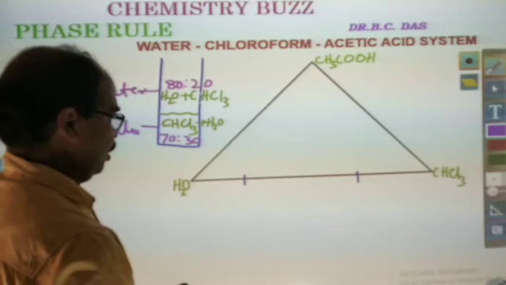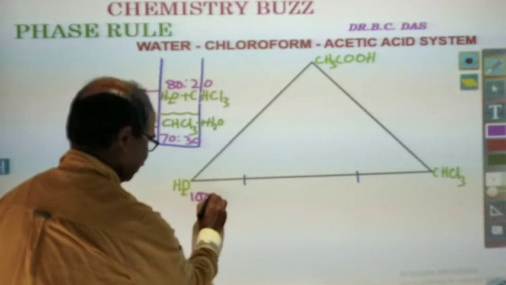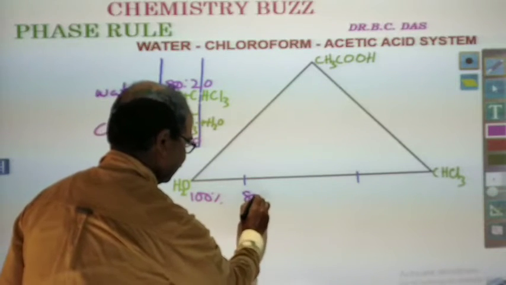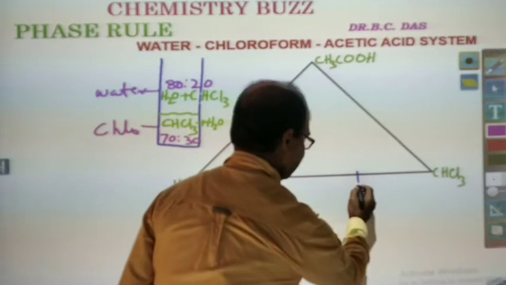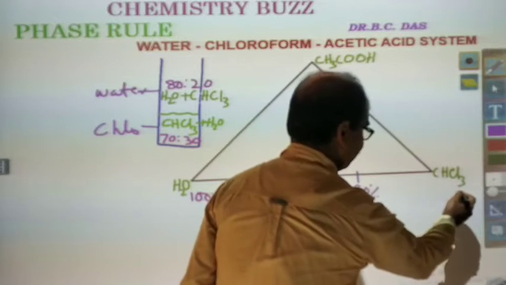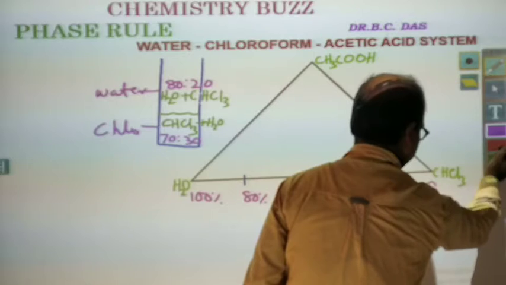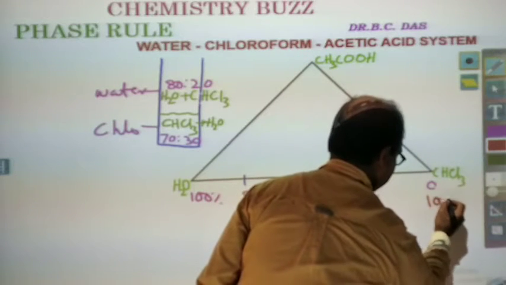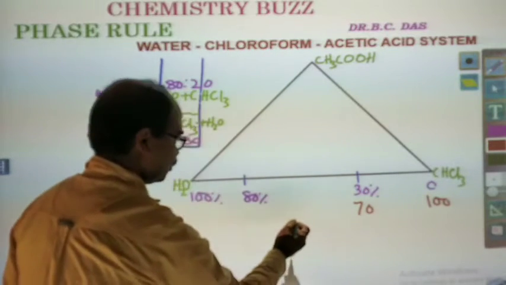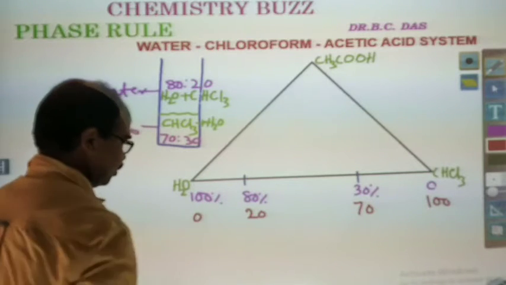So this is the range, that is this is 100% water, and this is 80% water, and at this point this is 30% water. Here this is 0% water. And at this point this is 100% chloroform, 70% chloroform. Here it is 20% chloroform and 0% chloroform.